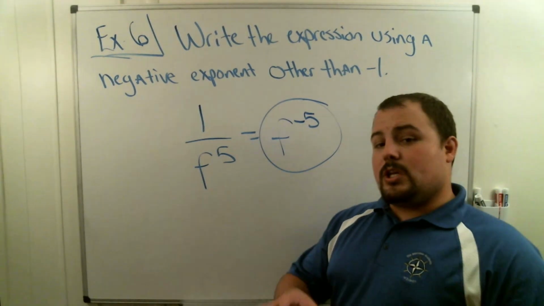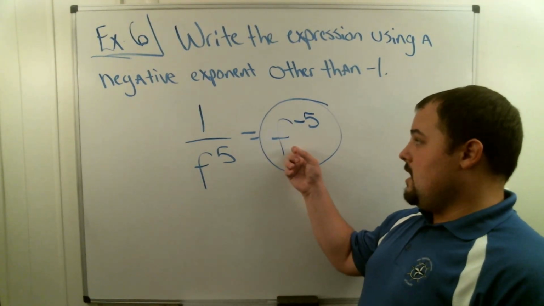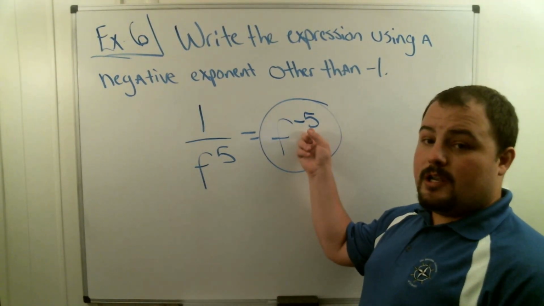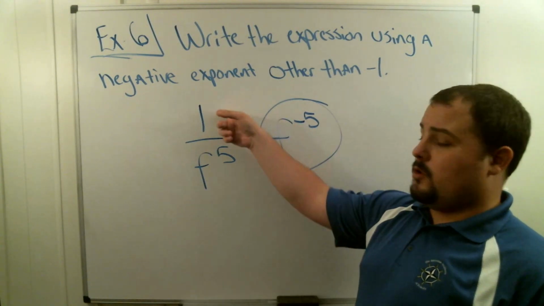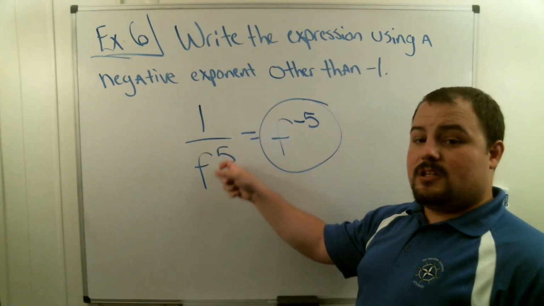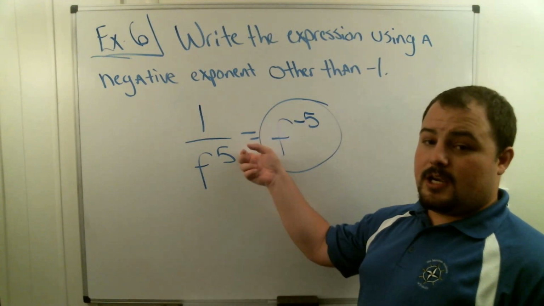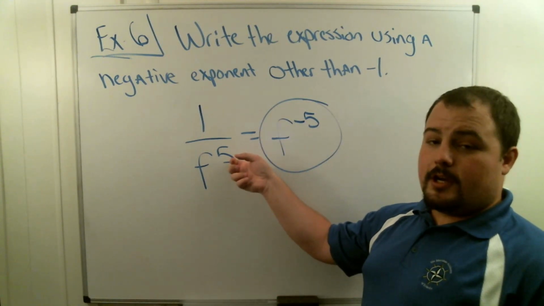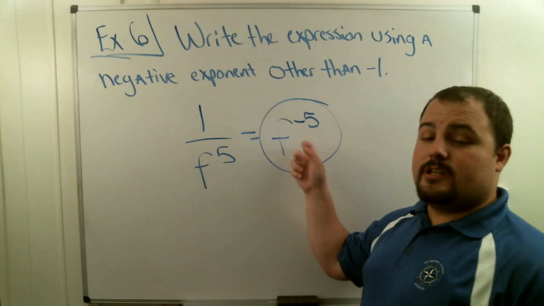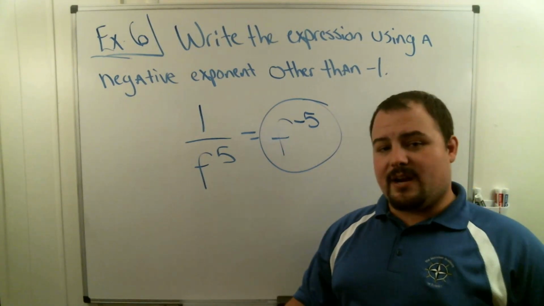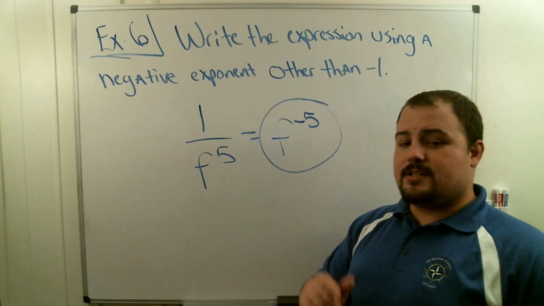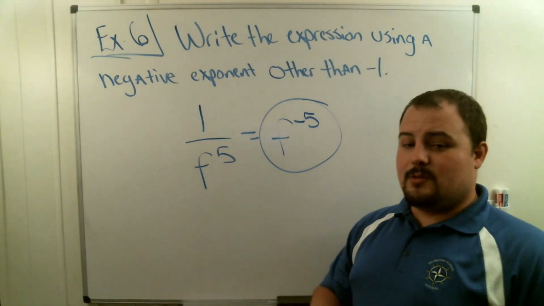And what we're doing is thinking about the rule. If we had the letter f to the negative 5th power, and we needed to change that to positive, we'd put a 1 on top and make it f to the positive 5th power on bottom. So in this case, instead of going from here to there, we're going from 1 over f to the 5th power to f to the negative 5th power, kind of just going backwards. So hopefully you're understanding this. We're going to practice a few more things and see what happens.